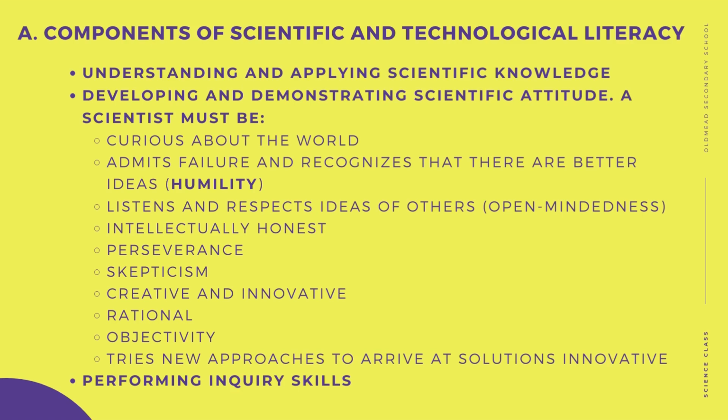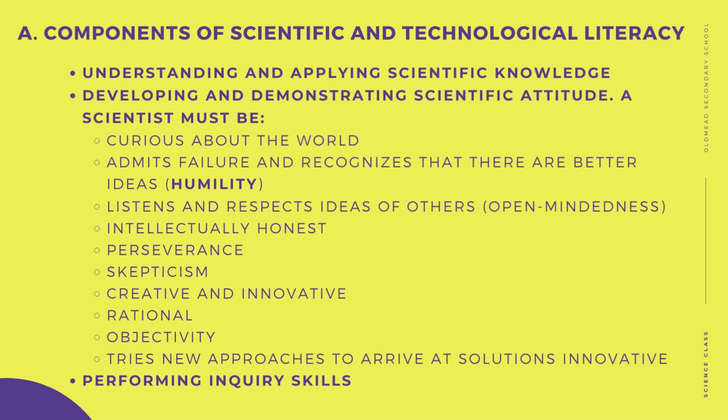Number 1, a scientist must be curious about the world. Curiosity. Number 2, a scientist admits failures and recognizes that there are better ideas. Humility. Number 3, a scientist listens and respects ideas of others. Open-mindedness. Number 4, a scientist is intellectually honest. Intellectual honesty. Number 5, a scientist works hard and is persistent.